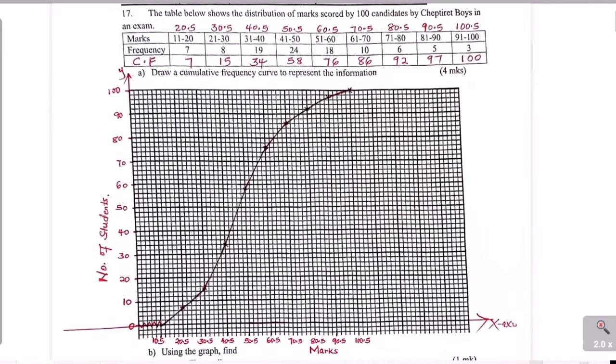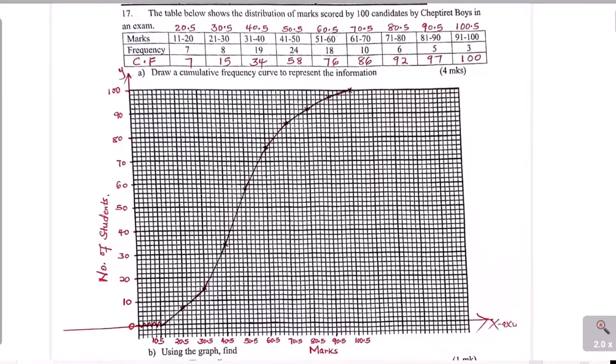After doing that, join those points using a smooth curve. Ensure that your curve is smooth. Then since it is beginning from 20.5, don't leave your ogive hanging. Make sure you anchor it to the x-axis by joining this point from 20.5 to the x-axis. Don't leave it hanging like that. That is how you draw it, and you're done for that part. So you've drawn the cumulative frequency curve.